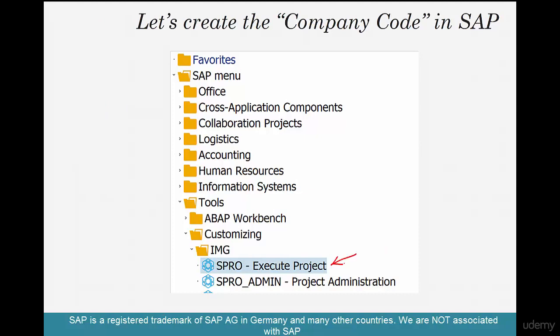Go to Tools, IMG, and click on SPRO. What is this transaction, SPRO? This is probably the most used transaction for an SAP functional consultant. So all along, we have been doing transactions like creation of purchase order, goods receipt, invoice receipt, and so forth. They were all examples of end user transactions. But SPRO is where we go under the hood of SAP and start to customize the way SAP works.